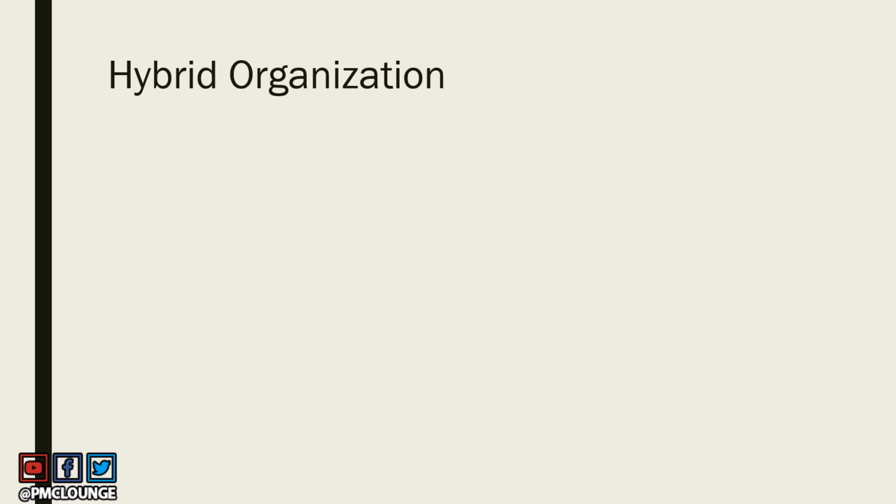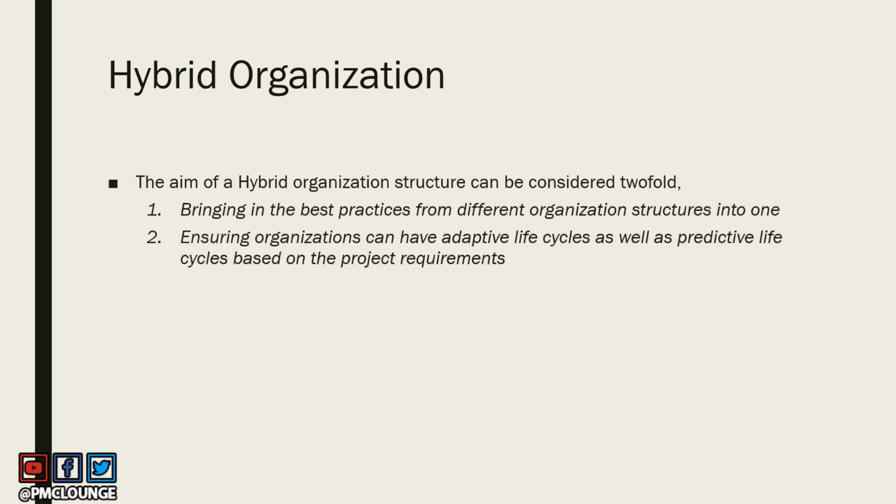Next is hybrid organization structure, and it totally is what it sounds like. So there are 2 things that we are trying to achieve with a hybrid organization structure. Number one is we are going to bring in best practices from different organization structures into one. So you like something about the virtual organization structure, but you also like something about the projectized organization structure. So you bring it together and you now have a hybrid organization structure. Now, the second thing that hybrid organization helps in achieving is the fact that organizations can have adaptive life cycles as well as predictive life cycles.